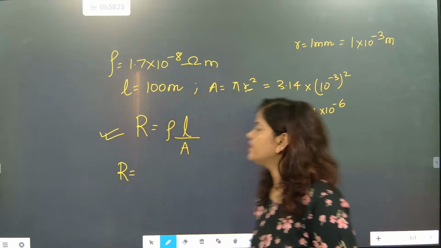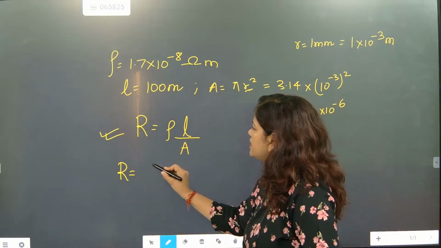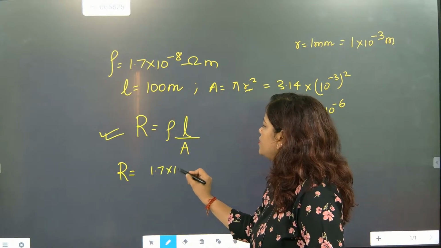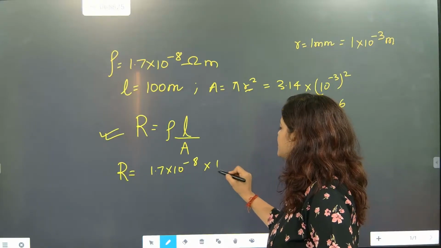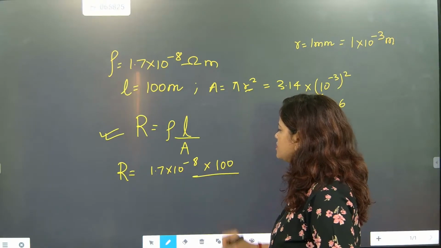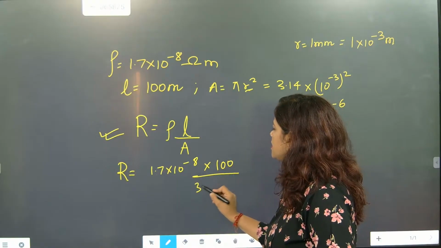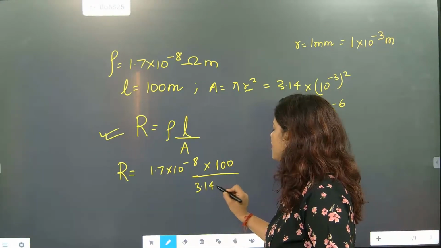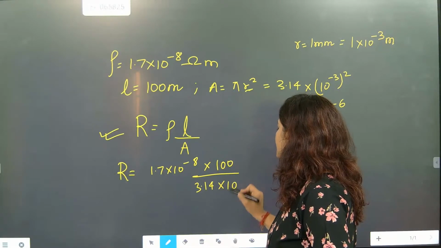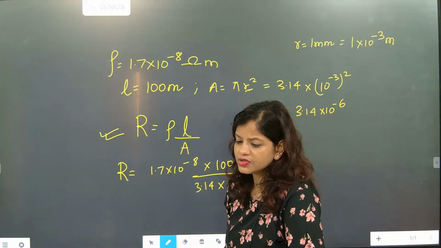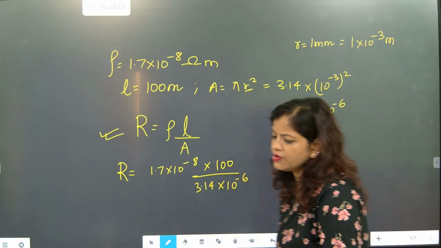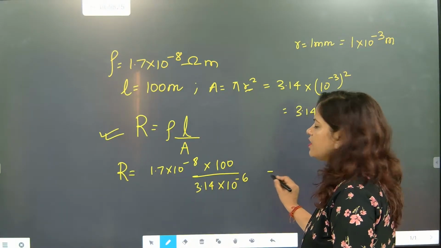Fine. So now we are going to do the work. Here it is 1.7 into 10 to the power minus 8, into length, which is coming as 100, by the area of cross section, which will become 3.14 into 10 to the power minus 6. I hope till here it is okay. This is exactly the work we are going to do.